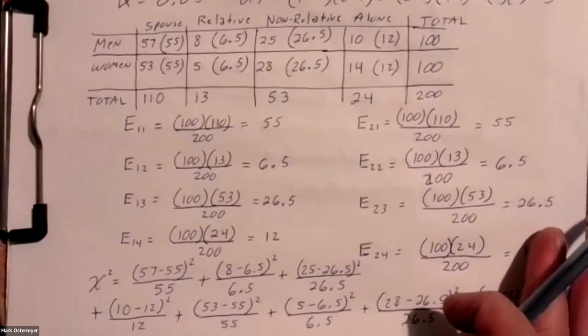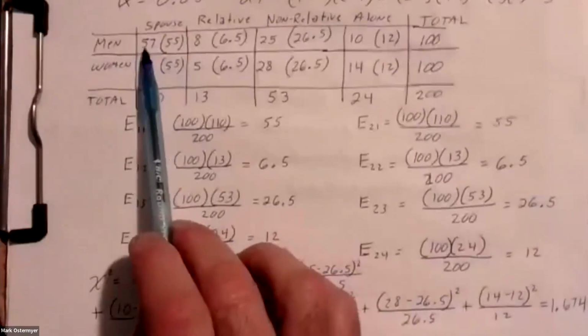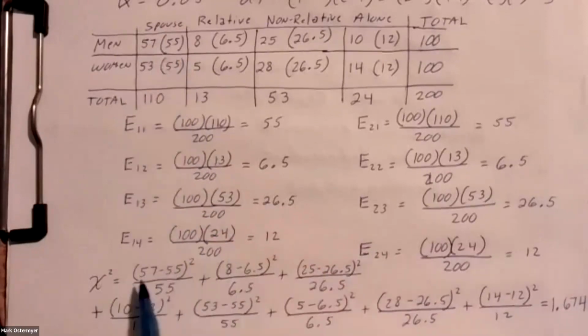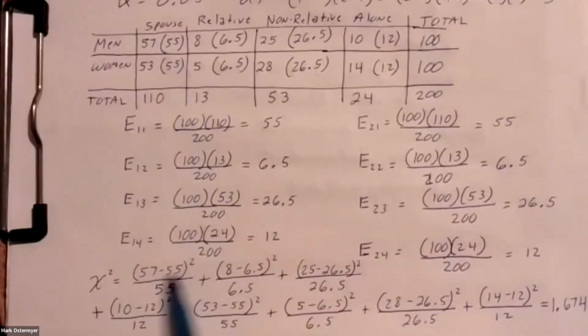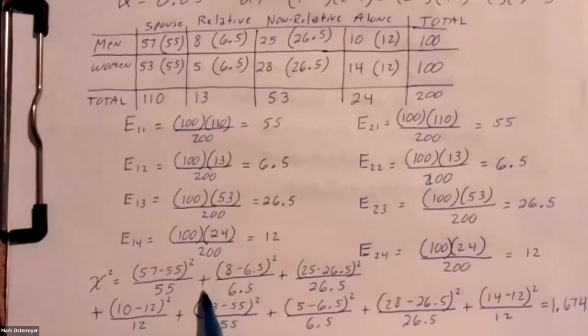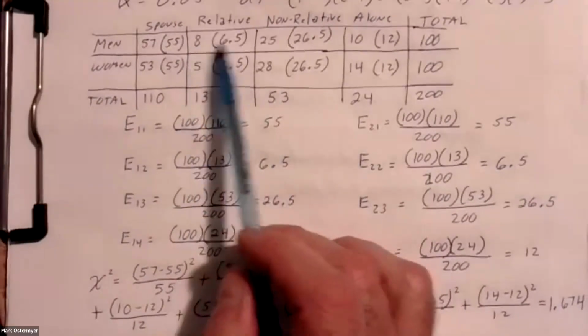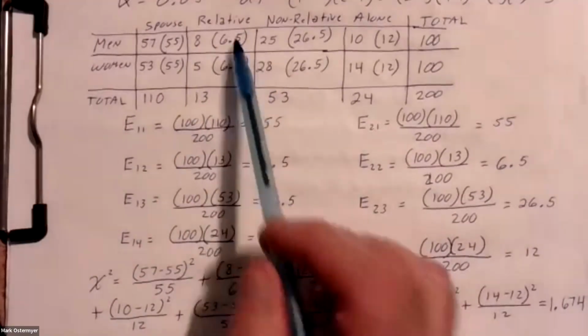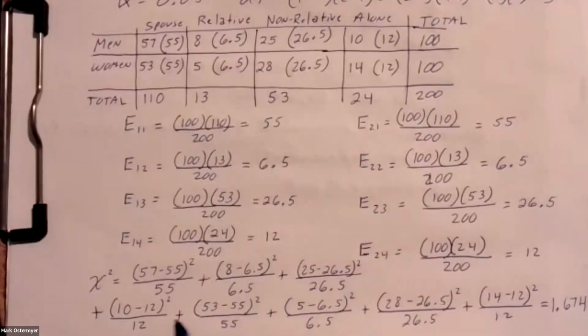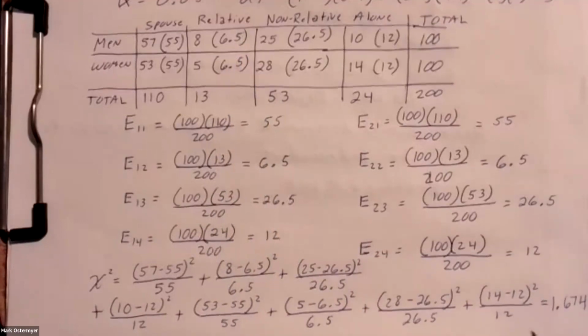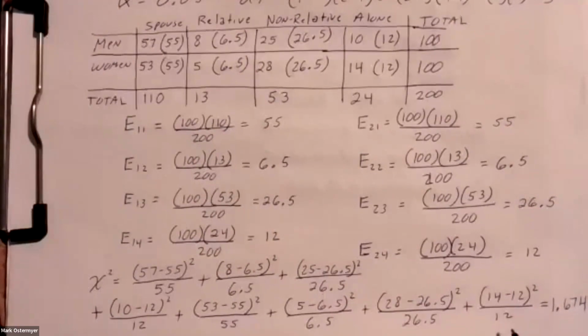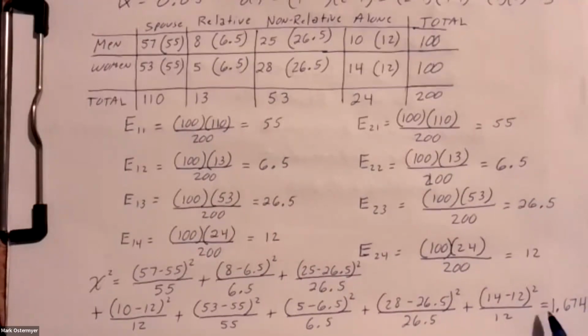And the test statistic is going to be taking the difference between the observed frequency and the expected frequency, divided by the expected frequency, and we square those differences. So 8 minus this squared divided by the expected frequency of 6.5 plus, and I do that for each of the 8 cells here. When all is said and done, your test statistic walks out with a value of about 1.674. And now we need to find our critical chi-square value with 3 degrees of freedom and 5% level of significance in the upper tail rejection region.